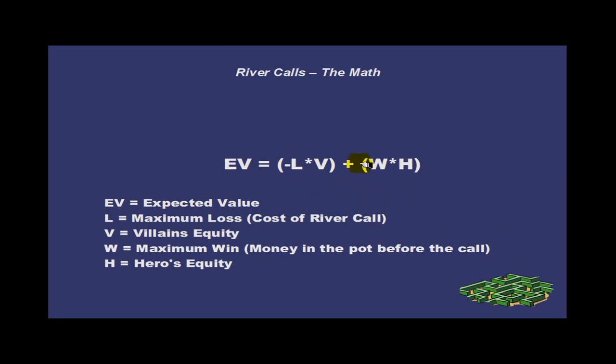And then the second part of the equation will deal with the amount of times you actually win the hand and how much you win then. So the W is the maximum win, which is the money in the pot before we make our call. You don't include the amount of money that you're going to be calling in this equation. And then the H is the hero's equity. So we'll find out how often we're going to win and then how much we're going to win. Then you add them both together and you see if the call is going to be plus or minus EV.